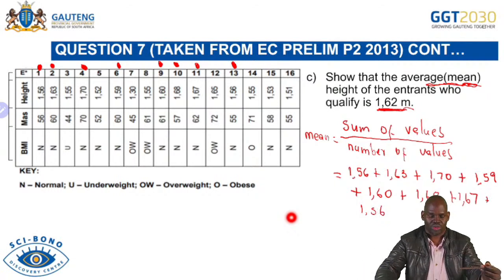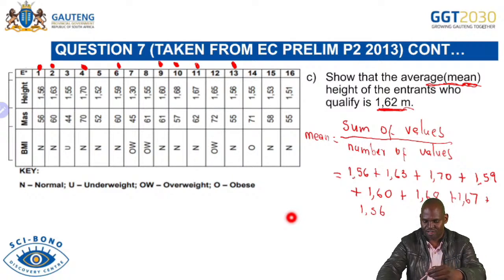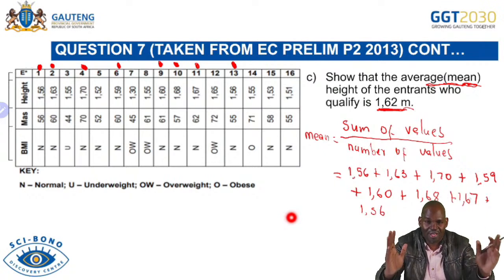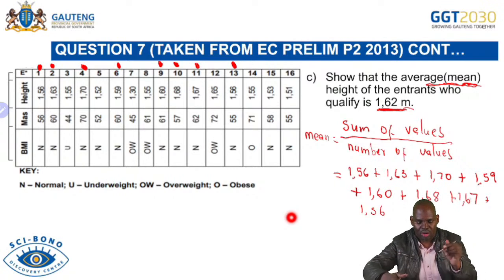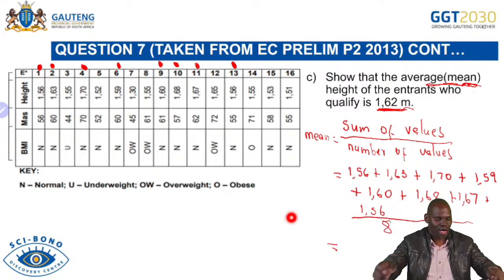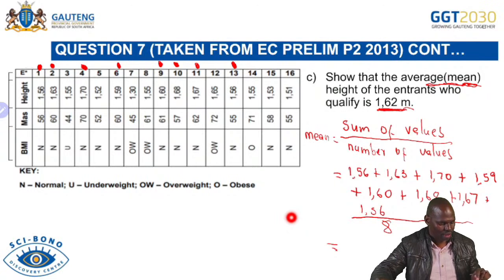Okay, we need to count. In the table, we identified 1, 2, 3, 4, 5, 6, 7, 8. That is what you must always do when you calculate the mean. If you are given 10 values, after adding up or showing the addition, make sure that you recount. So obviously this one we're going to divide by 8. If you take your calculator now, you are adding, make sure that you add all of them.